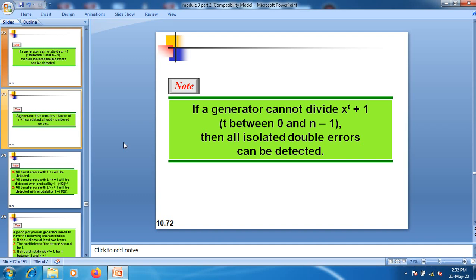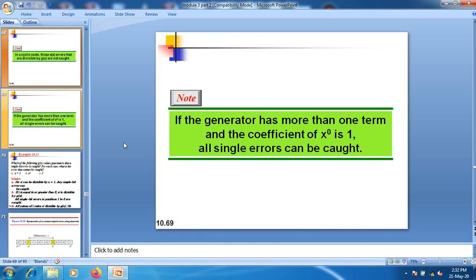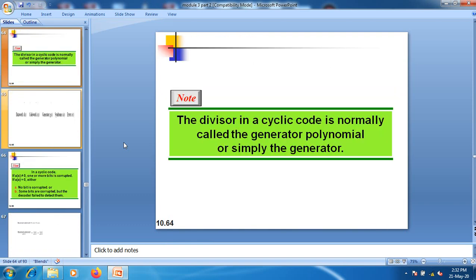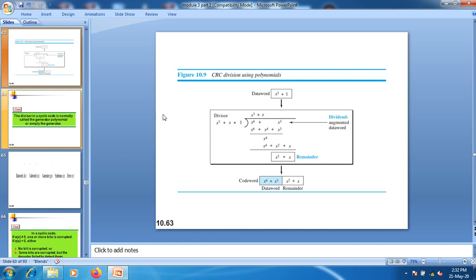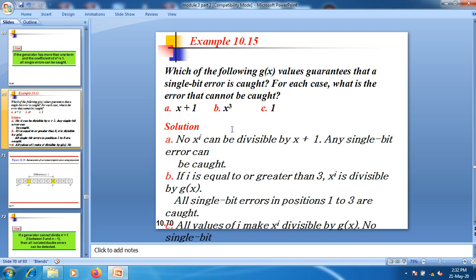The next one is how we are going to identify an odd number of errors. We have the generator polynomial. For example, in this particular case, consider that we have the divisor x to the power 3 plus x plus 1. Suppose you take x plus 1 as a common factor from this divisor value, in that case you are able to detect all odd numbers of errors.